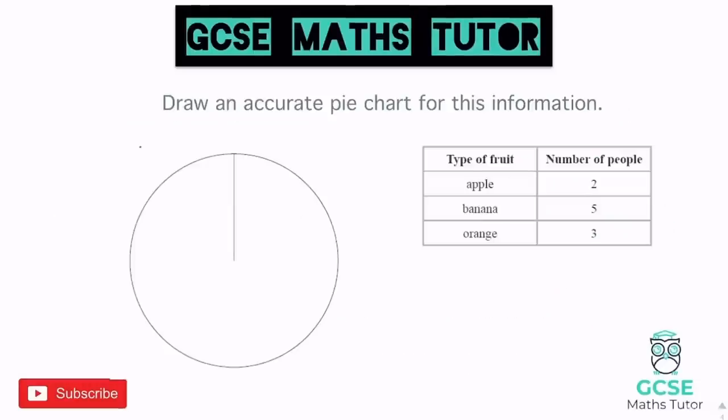Okay, so drawing a pie chart. We've got to draw an accurate pie chart for this information. So the good thing about a pie chart is these numbers in the table are always going to fit into 360. This is quite a small one here, because if I add these up, I've only got 10 people in this pie chart. It looks like the type of fruit that they prefer maybe.